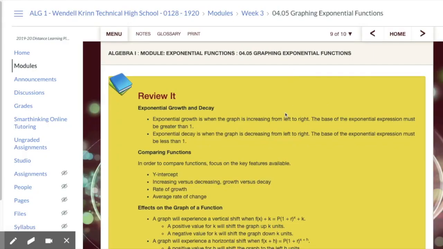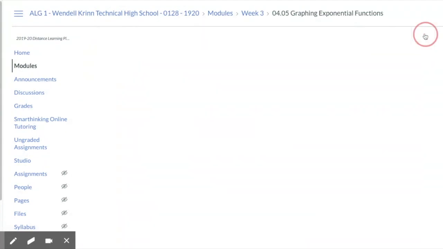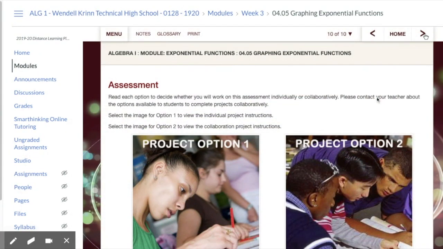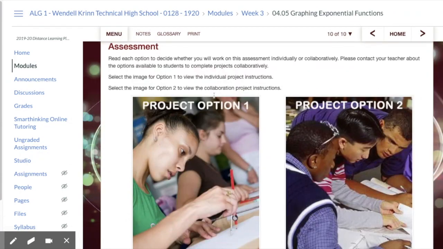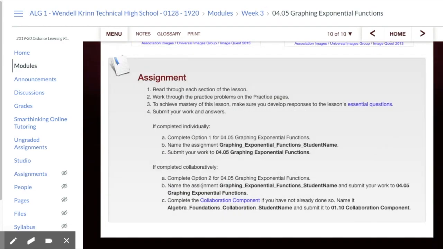All right, guys, in page 9, here's a review for everything that was in this lesson. And for 4.05, there is no quiz, but there is actually a project. Please just click project option number 1. The directions are here, so read through each section. You have a couple different options, again, mainly here, so make sure you're reading through those directions.